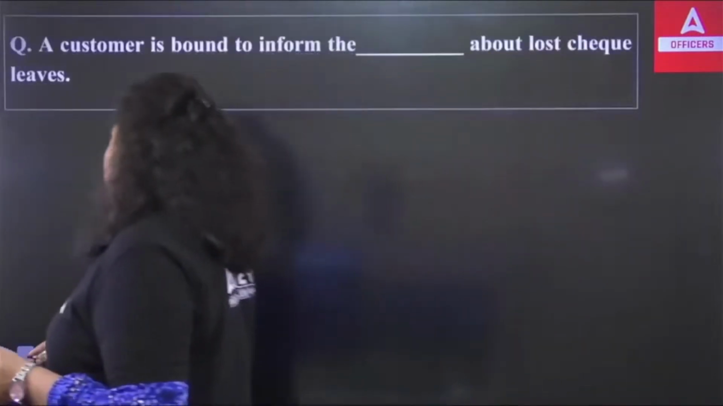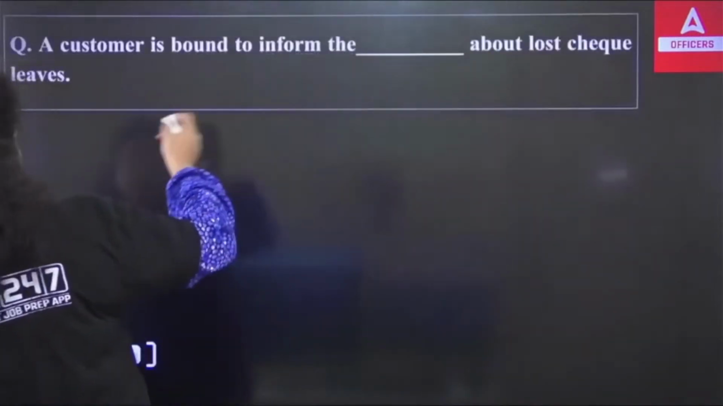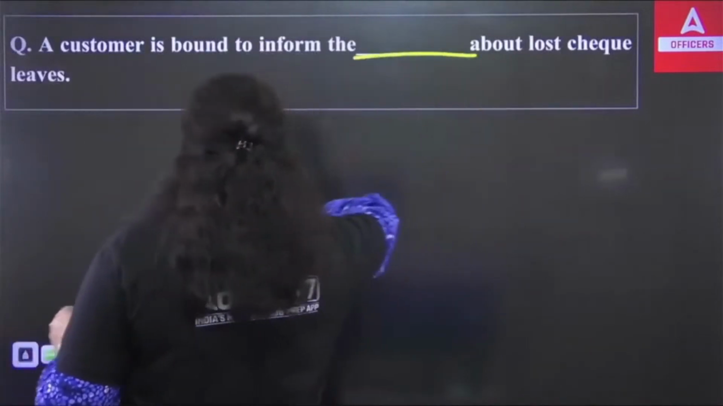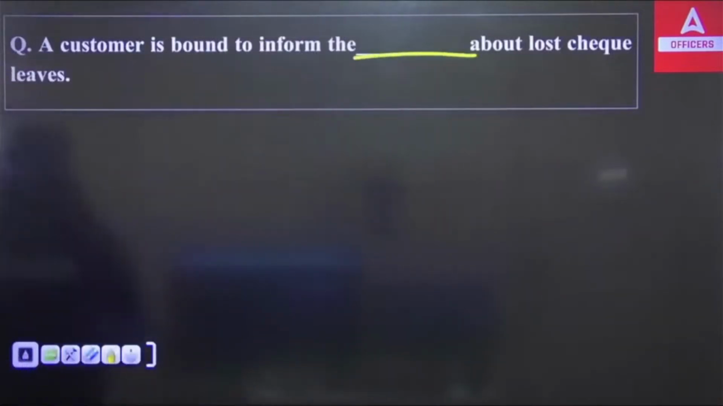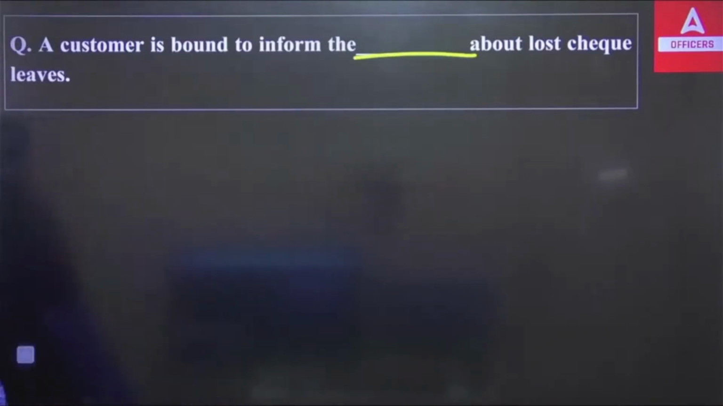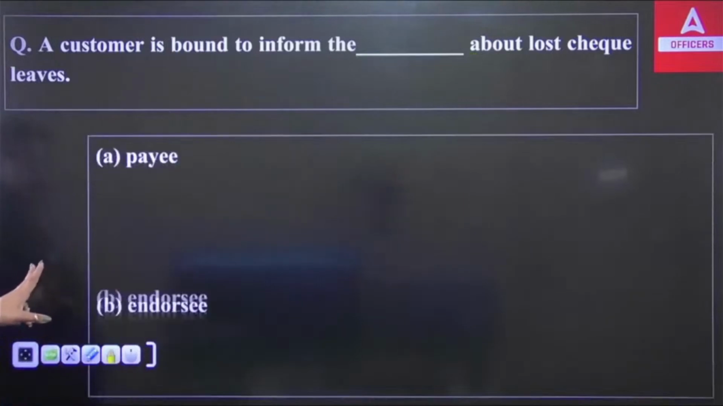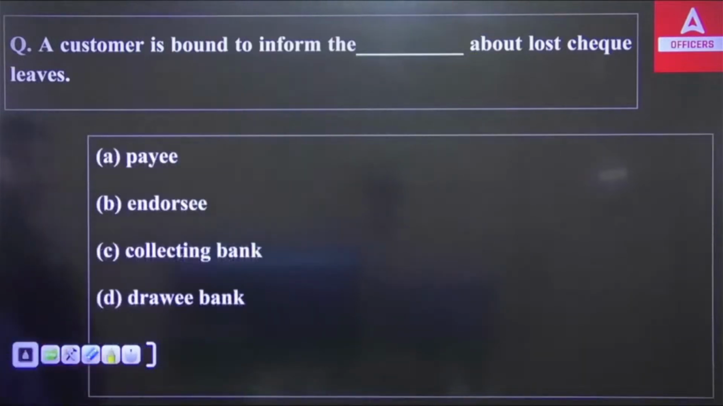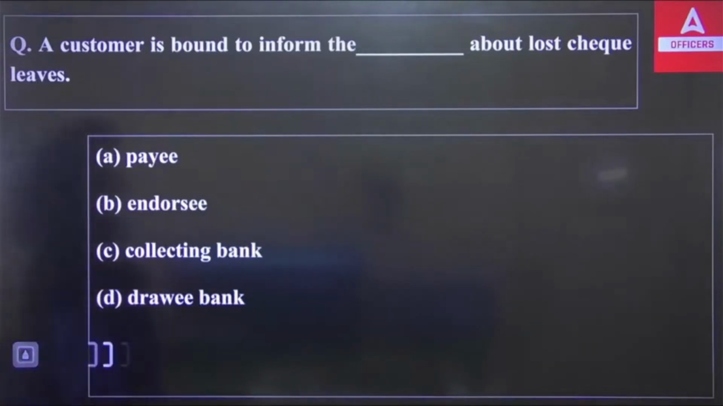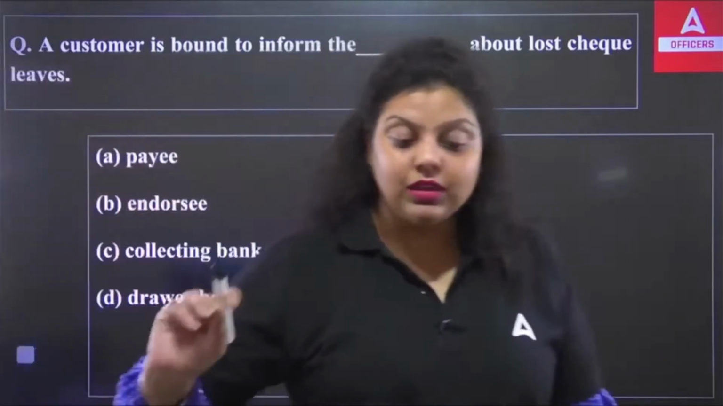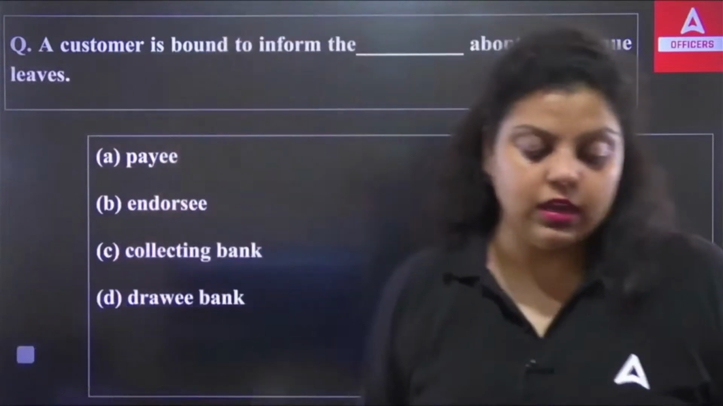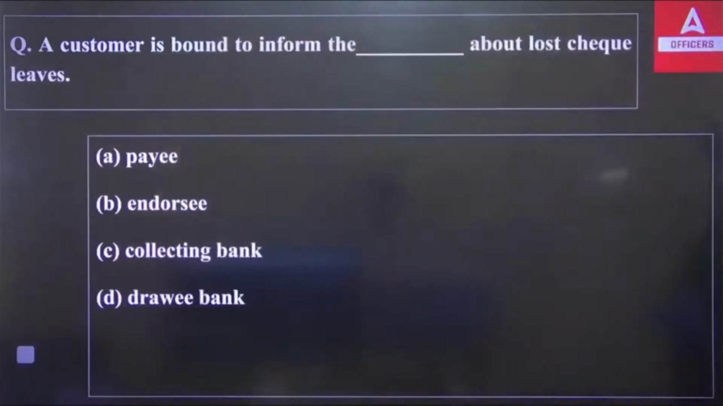Now, the second question is talking about a customer is bound to inform the dash about the lost check leaves. Let's say, for example, from your checkbook, 1 or 2 check leaves, or let's say more check leaves are missing. In that situation, it is the responsibility of the customer to inform the bank. To which bank? To the payee, to the endorsee, to the collecting bank, or to the drawee bank, to whom you have to inform that your check leaves are missing, might be taken by someone, or might be stolen.